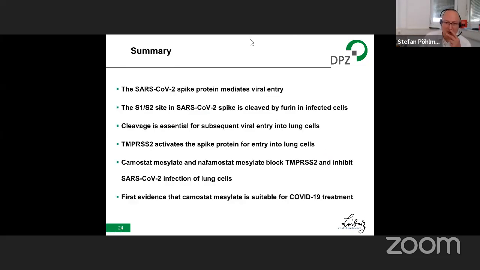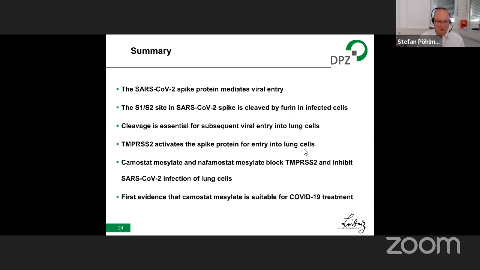In fact, at this point, I would like to summarize. I told you that the SARS coronavirus 2 spike protein mediates viral entry, that the S1/S2 site is cleaved by furin in infected cells, and that cleavage is essential for subsequent viral entry into lung cells. This subsequent viral entry into lung cells depends on TMPRSS2, which activates the spike protein. Finally, there are inhibitors, camostat mesylate and nafamostat mesylate, that block TMPRSS2 and inhibit SARS-CoV-2 infection of lung cells.